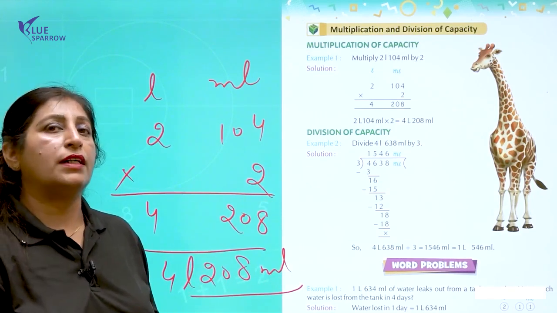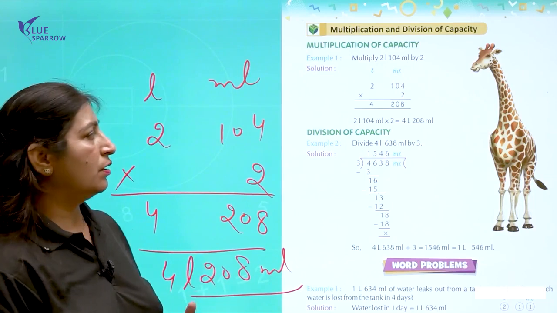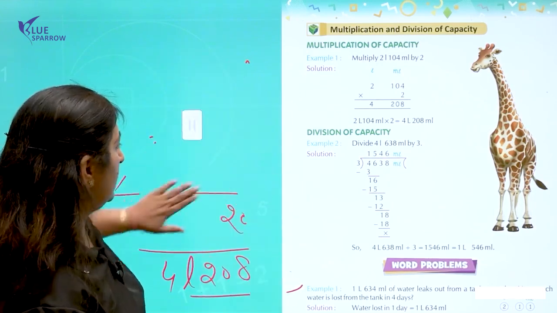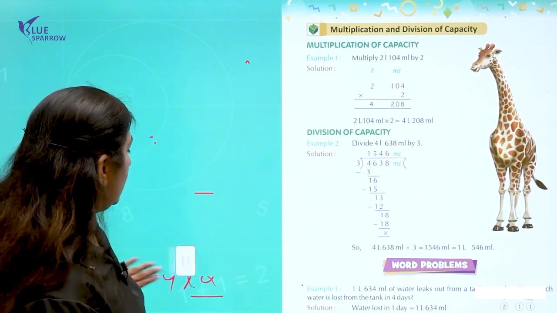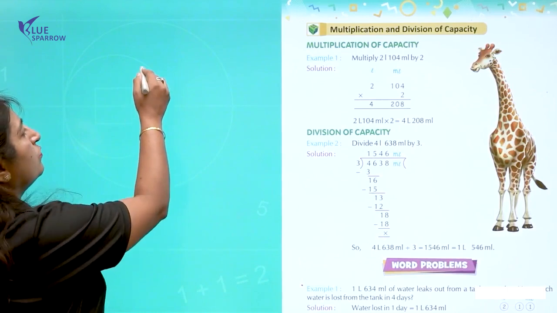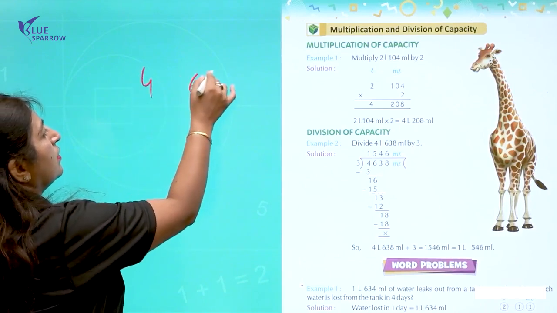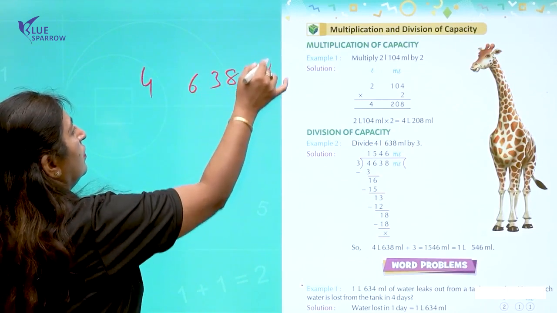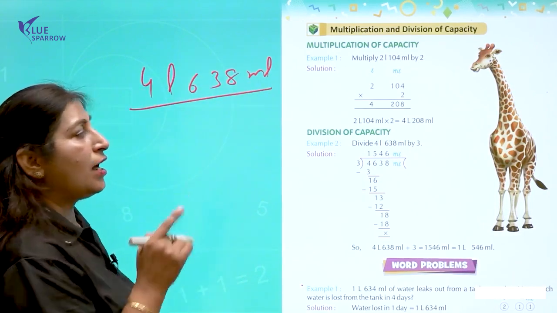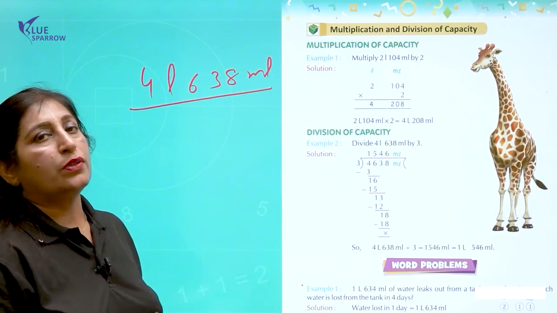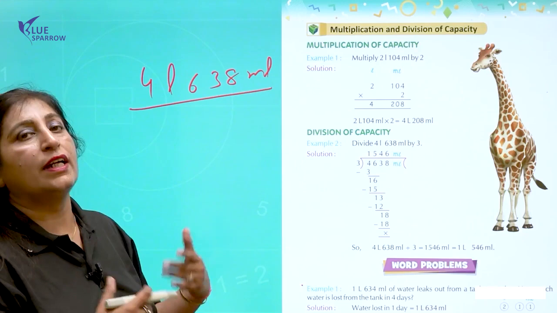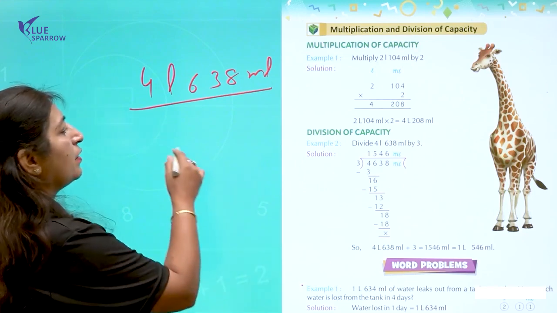Similarly, we can perform the division in capacities. Now in example 2, you are asked to divide 4 liter 638 milliliter by 3. This is the capacity that you are given and you are asked to divide it by 3. You can firstly convert this capacity into milliliter and then you can divide it by number 3.